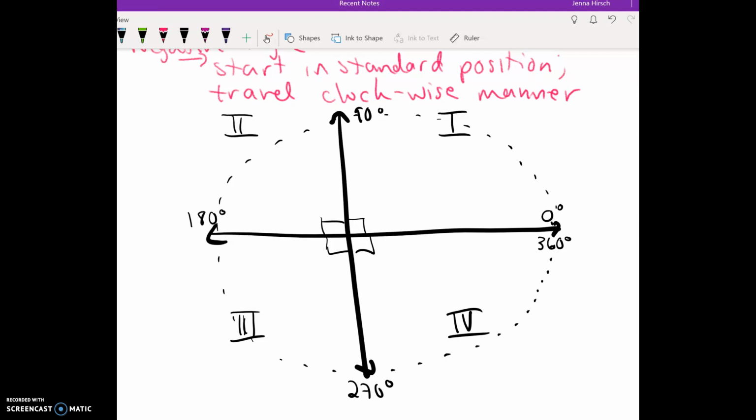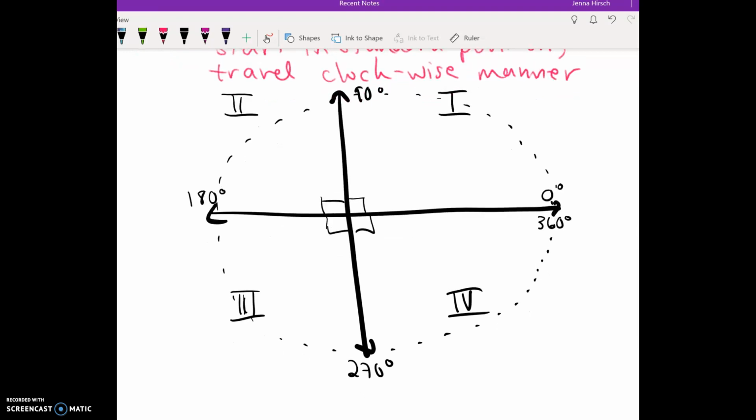Now, if we're going negative degrees, that means if we want to count in the other direction, we would just start here at 0 and move in a clockwise manner. So we'd move in this direction over here.